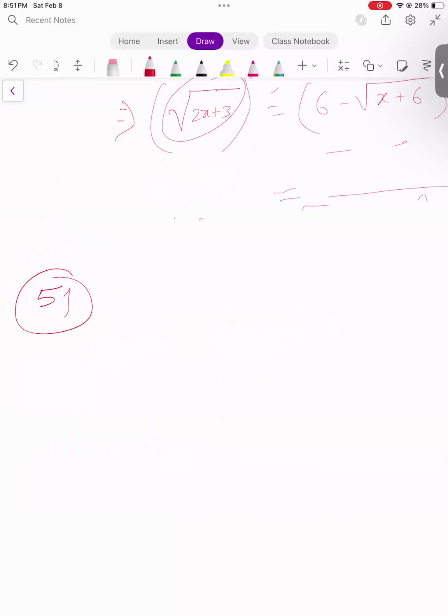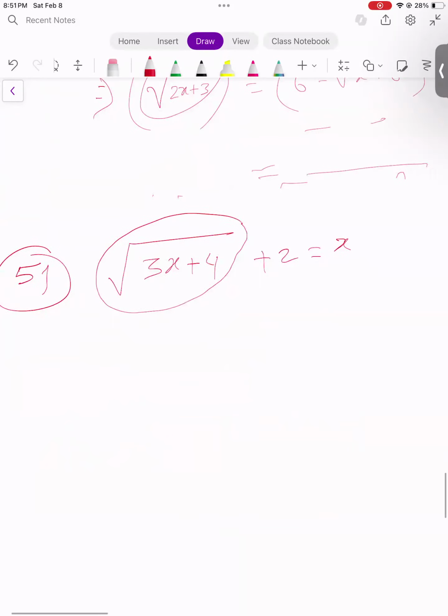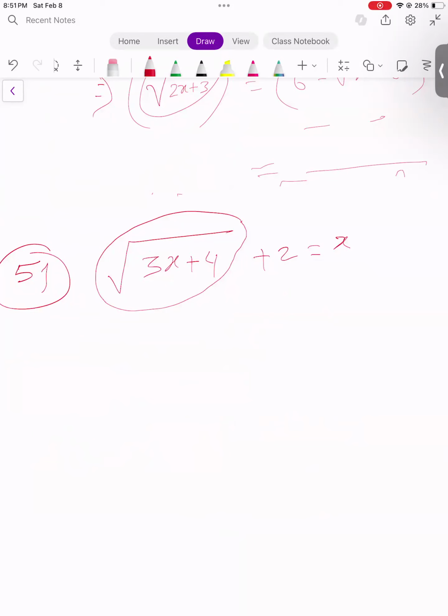So we have square root of 3x plus 4 plus 2 equals x. So practice the radical equation with only one radical expression, like 51. Here we have only one radical expression. If you have only one radical expression, you write this radical expression on one side and the remaining terms on the other side. So let's get rid of positive 2. You subtract 2 on both sides. So this is square root of 3x plus 4 equals x minus 2.